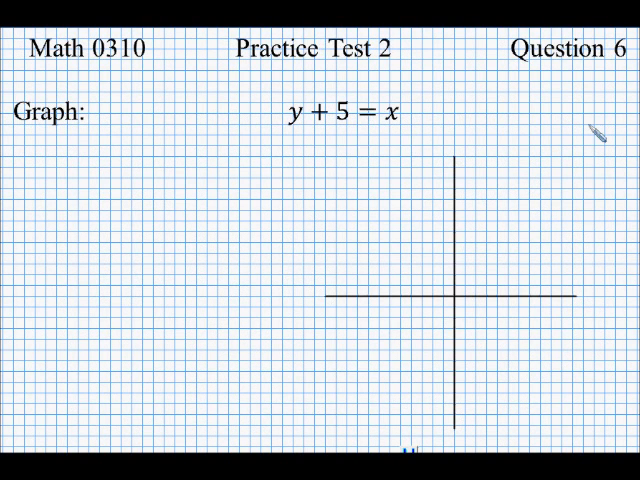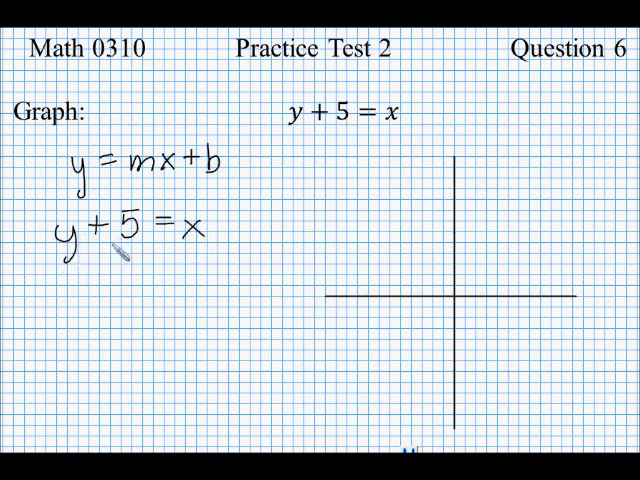Question 6, graph the equation y plus 5 equals x. This is very close already to the form y equals mx plus b, so it'd be easy to put it in that form. We can graph easily from the slope-intercept form. So y plus 5 equals x.